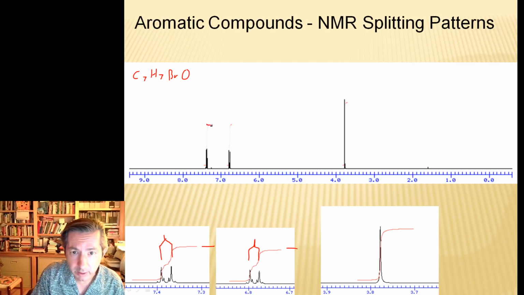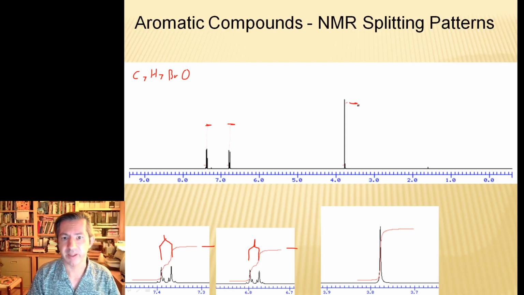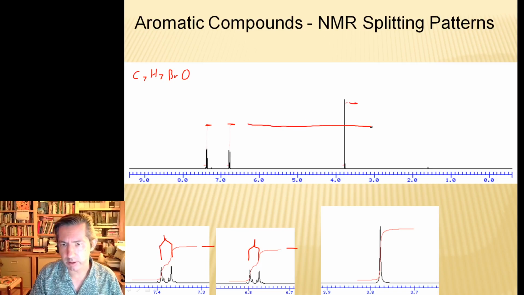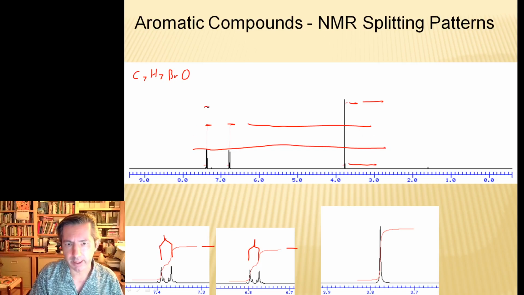It's kind of important. And let's see, there's the top of your integration line. There's the top of that integration line. And if you draw a little line across here, here's the bottom of the integration line. We actually have a 2:2:3 ratio here. 2 plus 2 plus 3 adds up to 7. That means we have 2 types of hydrogen in this environment, 2 types in this environment, 3 over here.